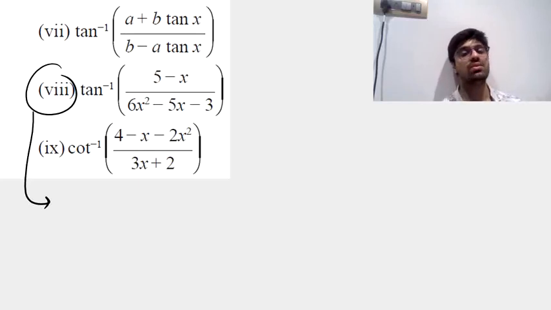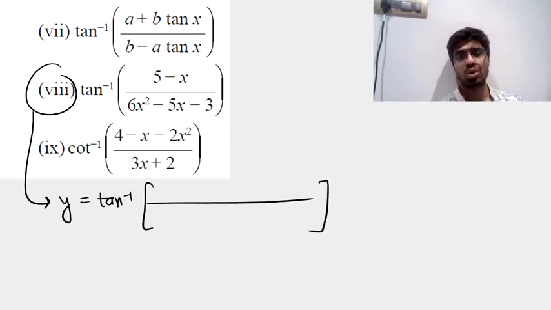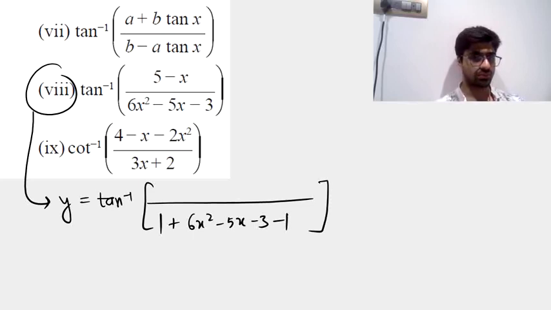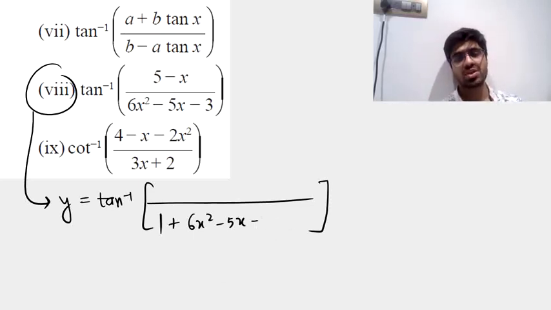Again, the eighth one and the ninth one are a bit tricky questions, because it's difficult to bring a 1 in the first place. So the trick in these questions goes something like this. Tan inverse of, you intentionally write a 1 at the very beginning. If you are writing a 1, it's like you have added a 1 in the entire expression, so you need to subtract a 1. So plus you will have 6x square minus 5x minus 3 and minus 1 in the end. So that minus 3 minus 1 makes it minus 4, and factorize these terms now.